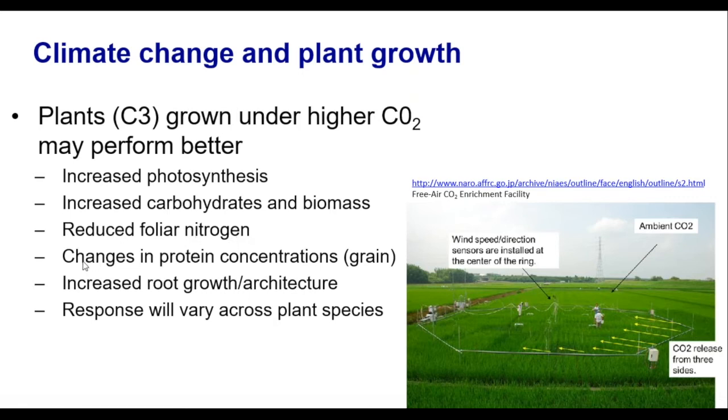Some studies indicate that there are changes in protein concentrations, particularly in grain, that may be associated with a reduced quality of that grain. Some studies show that there's increased root growth and changes in root architecture. The main point is that different studies show different responses across plant species. So it's very difficult to generalize and say that all of them are going to do this or that. There's going to be some plants that will respond great and others that maybe not so well.